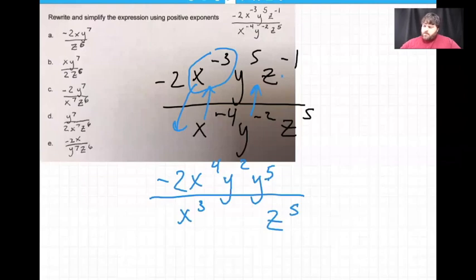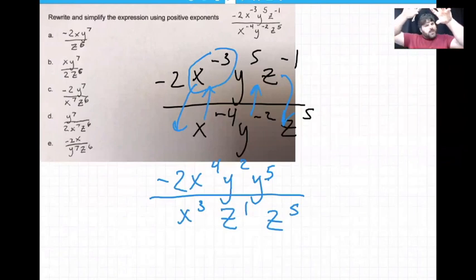This z I'm going to move down as z to the 1st, okay? I move my x to the -3rd down, z to the -1 down, x to the -4th up, y to the -2 up. You see it just changes those signs to positive. Then basically I'm going to simplify. I've got 4 x's on top and 3 x's on bottom. 3 cancel with 4 to leave 1 behind, okay?